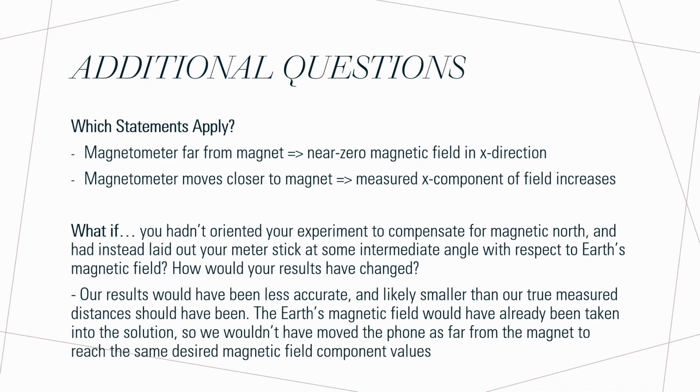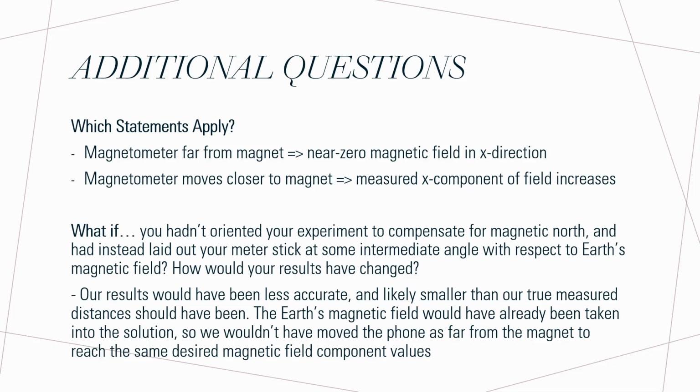And some additional questions are: which statements apply? When the magnetometer is far from the magnet, there is a near zero magnetic field in the x direction, and as the magnetometer moves closer to the magnet, the measured x component of the field increases. And the question is, what if you hadn't oriented your experiment to compensate for magnetic north?